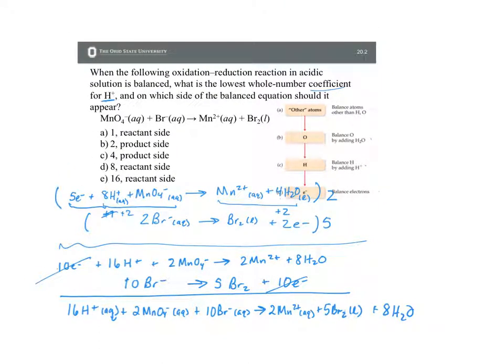So if we go back to our question, the question is, what's the coefficient for H plus and which side is it on? We've got 16 protons and it's on the reactant side, so our answer is E. Yes? Should you, since they're all divisible by 2? If it was divisible by a whole number, then you could reduce everything. Lowest whole number coefficient is what the question uses.